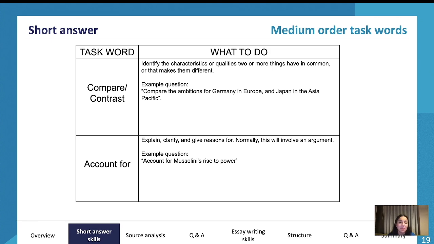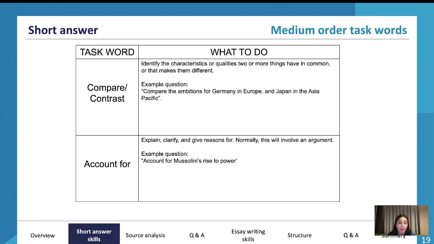Now, when we get into compare and contrast and account for, that's when there's a lot more skill required. And this is where you start to miss the task words like identify and define. So compare and contrast is identifying the characteristics that they have in common or what makes them different. So it's really just the similarities and the differences. And account for is explaining, clarifying, and giving reason for, and normally it involves an argument.